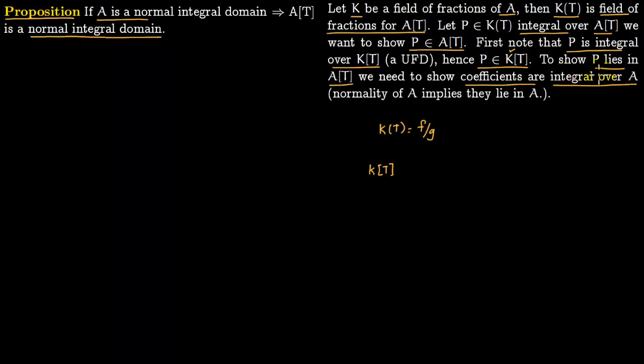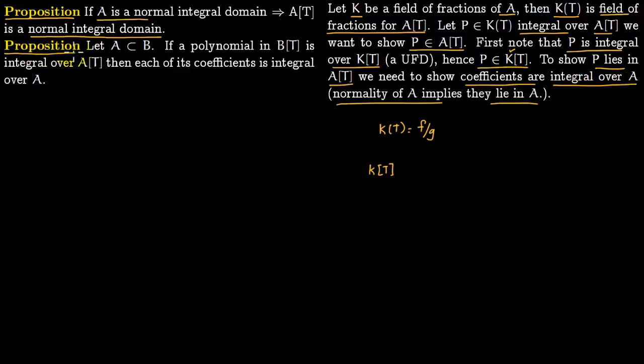Because if they are integral over A, then we are already assuming A is a normal integral domain. So that means its integral closure is the same as A itself. So if they are integral over A, the normality of A would imply that they lie in A. So this is what we want to show. So everything will follow if we can show that, if p lies in K[T], we need to show that the coefficients are integral over A. So this will follow from this proposition which we will now prove.